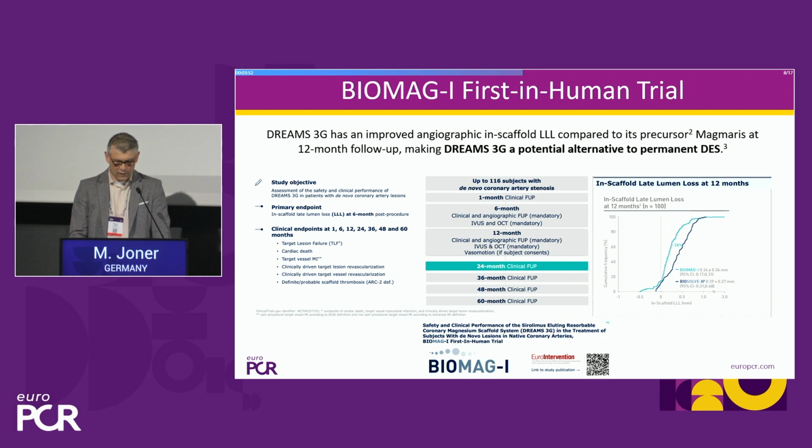Now, this is the first in-human trial, BioMark-1, which was presented and published some time ago. And you can see on the very right side the cumulative late loss curve. And to make it easy, the greenish BioMark-1 curve is compared to the predecessor Magmaris device, which was investigated in the BioFlow, and you can see that there is quite some substantial reduction in late lumen loss.